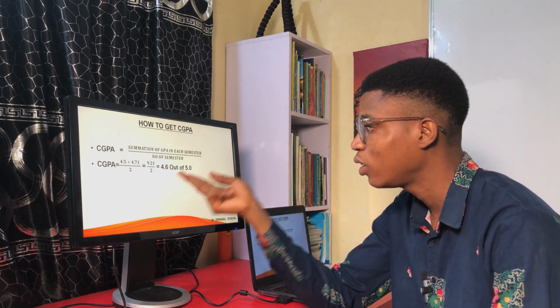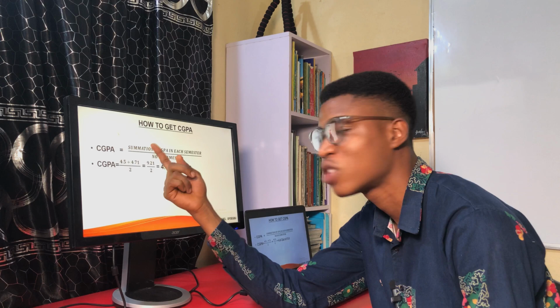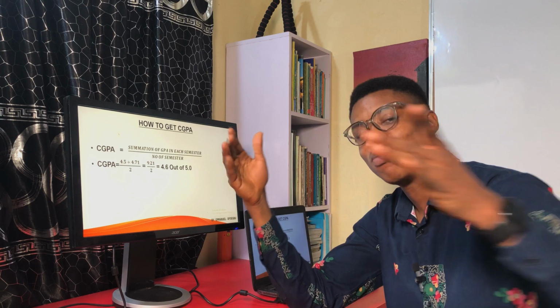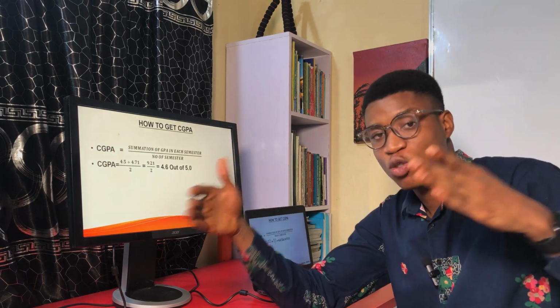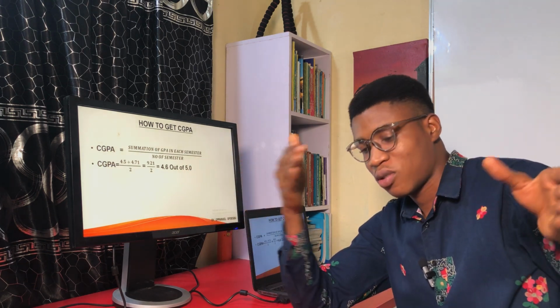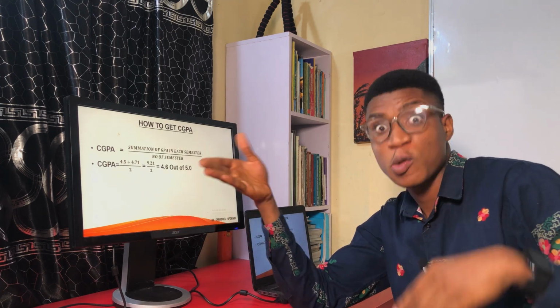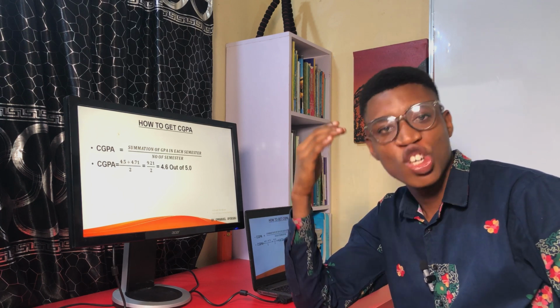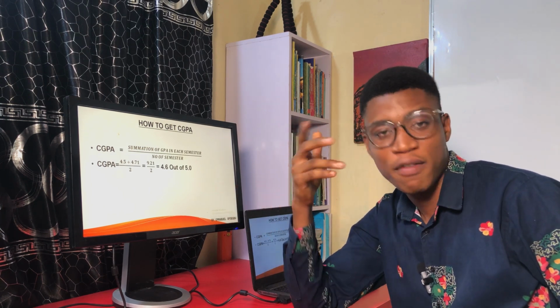So there are 2 semesters. How do we calculate our mean? We sum the GPAs of the 2 semesters and divide by 2. After we added 4.5 plus 4.71, we had 9.21. We divided it by 2 and we have a 4.6 CGPA out of 5 points. So I did better than the other semester, so the CGPA will probably increase. Of course, this is how you calculate your CGPA in every semester.